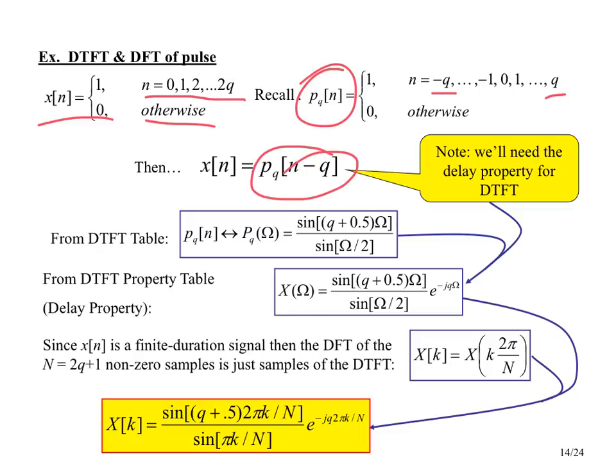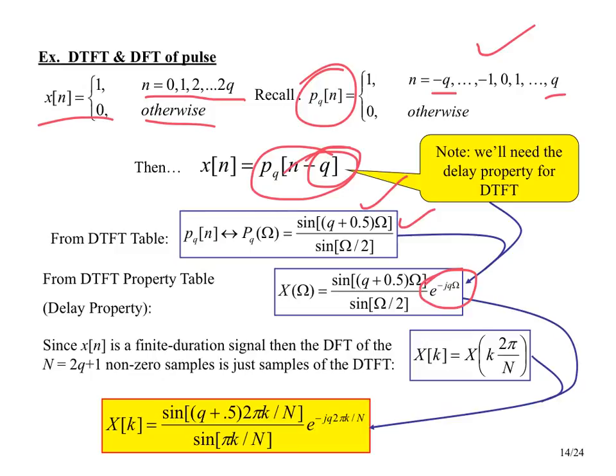So we saw that the DTFT of the zero-centered rectangular pulse has this sinc-like structure, and then to get the thing that we actually have, we are shifting it by q, so we get this little extra exponential term due to the delay property.